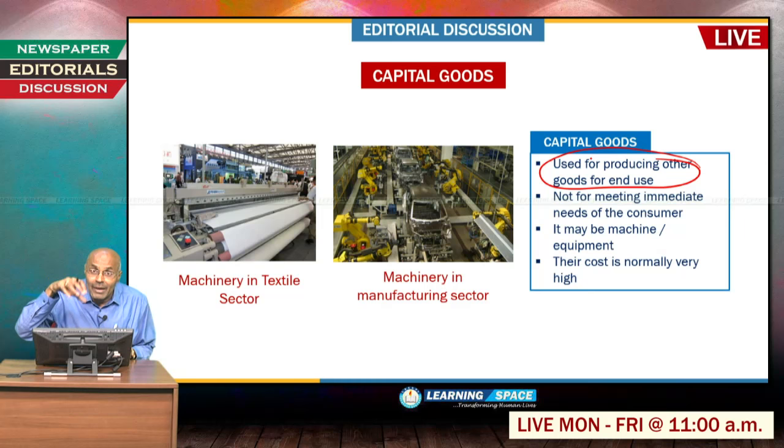This shirt is a consumer good, whereas the machinery which prepared this shirt is a capital good. So, in the economy, quite often you come across capital goods and consumer goods.